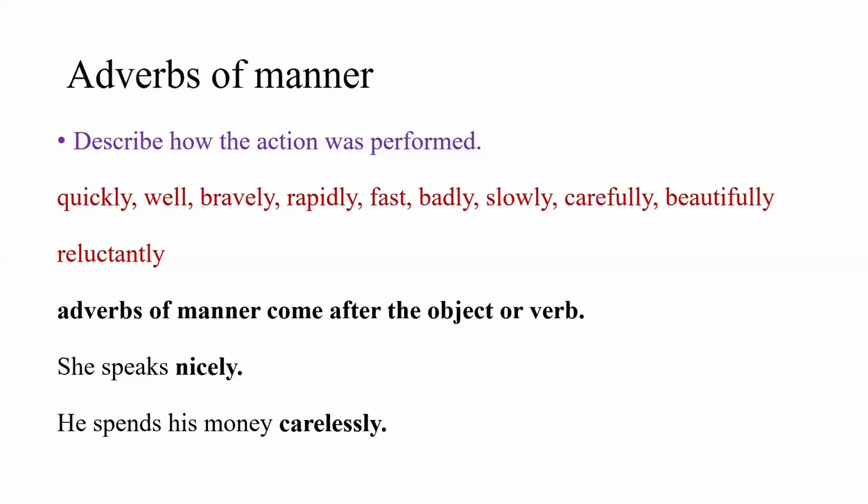Quickly, well, bravely, rapidly, fast, badly, slowly, carefully, beautifully, reluctantly. Adverbs of manner come after the object or verb. Now let's discuss this with examples. She speaks nicely. Now here you can see the verb speak. We use the adverb of manner after the verb. Speaks nicely. Nicely is an adverb.